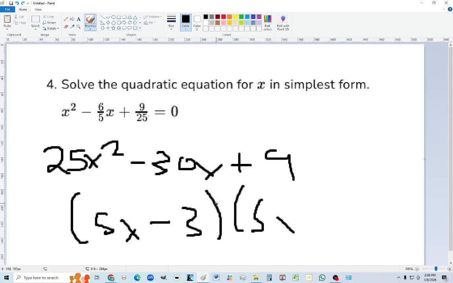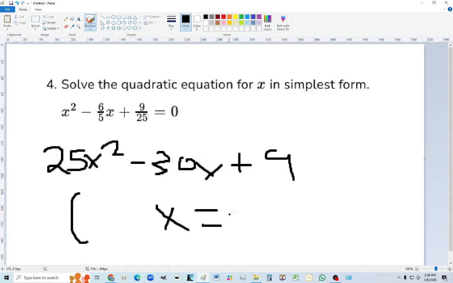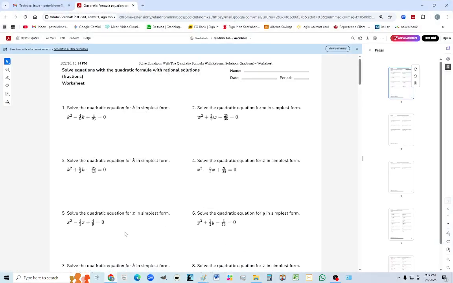So that's it there. We set it equal to 0. Square root both sides, still 0. Add 3 to both sides. Divide by 5. X is equal to 3 over 5. Okay. Over and over again, it's the same thing.